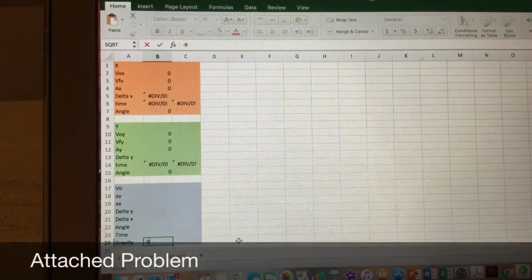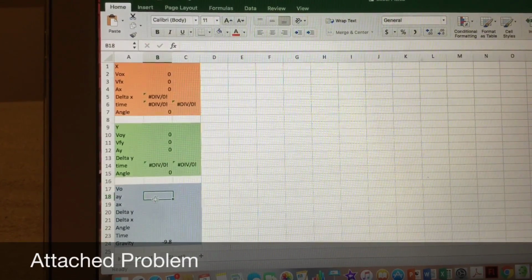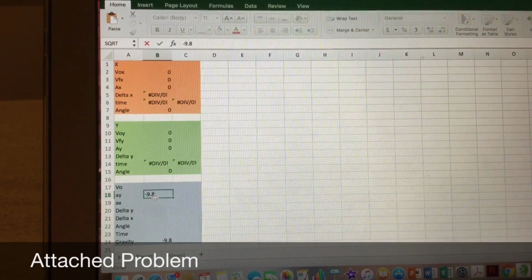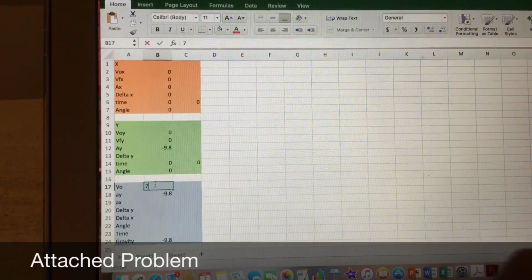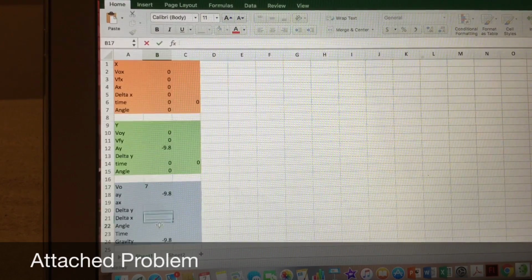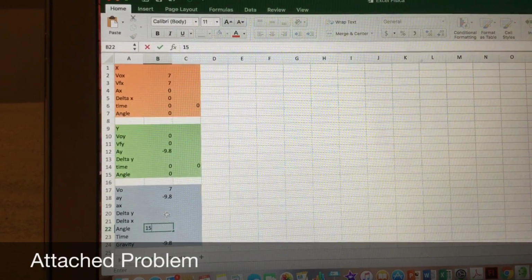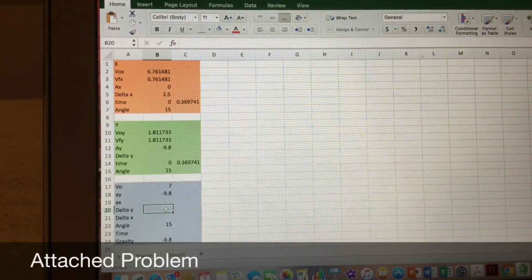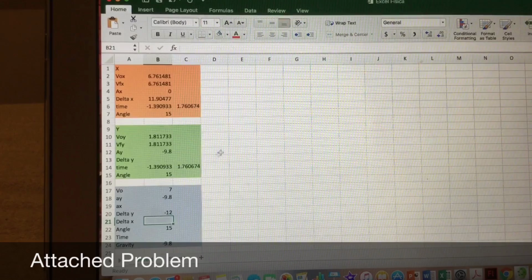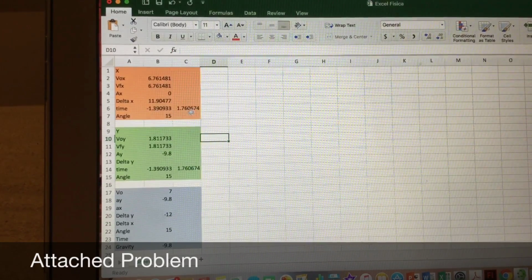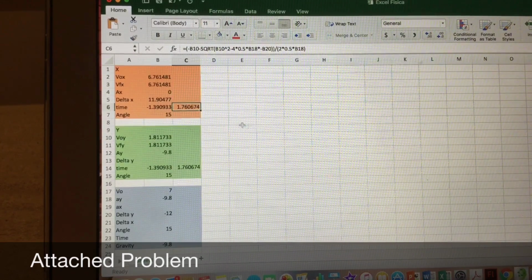First, we have to input, as always, gravity, which is negative 9.8 meters per second squared. Then we put that the initial velocity is 7 meters per second. Then the angle, which is 15 degrees, and delta y, which is negative 12. Then we get that time is 1.7 and delta x is 11.90.